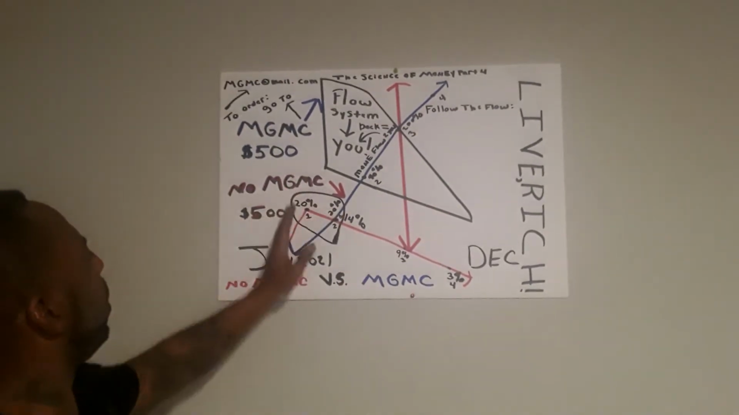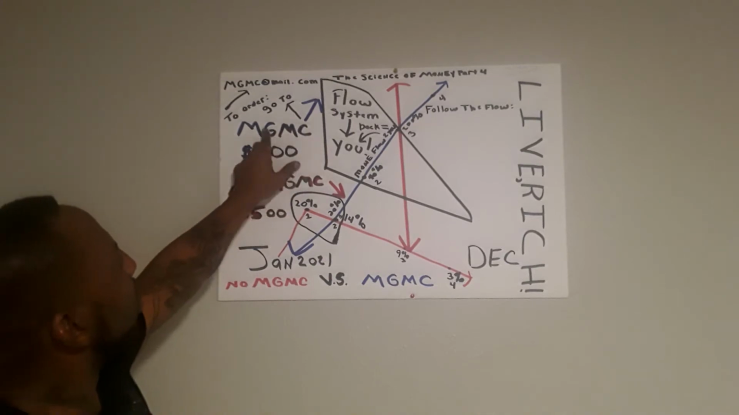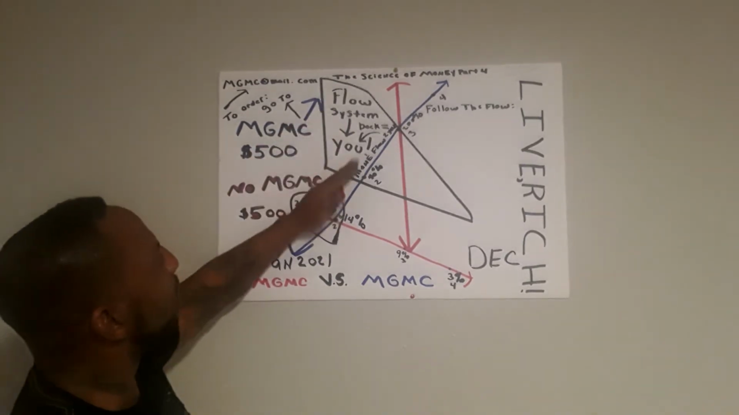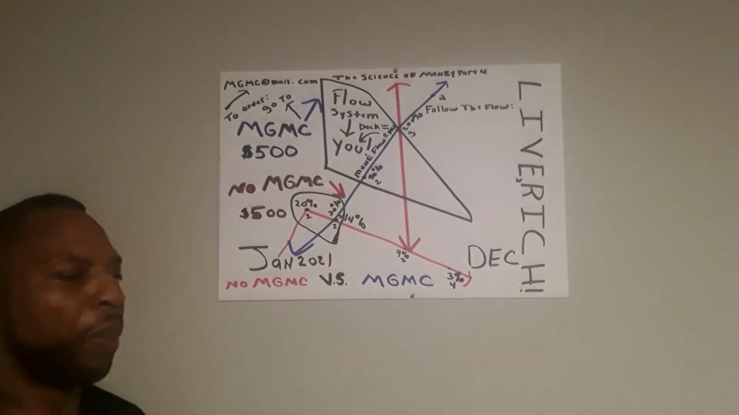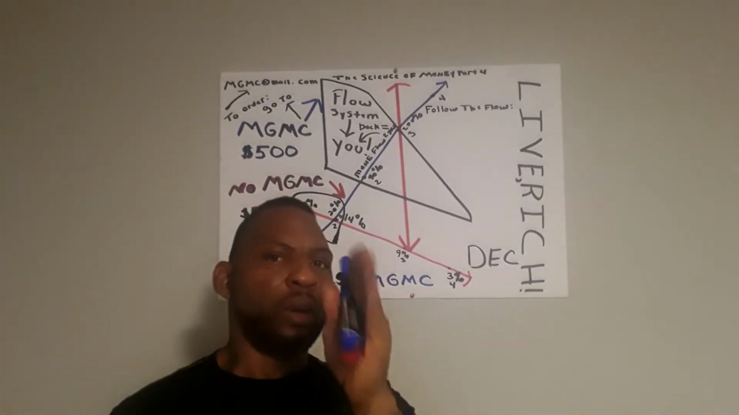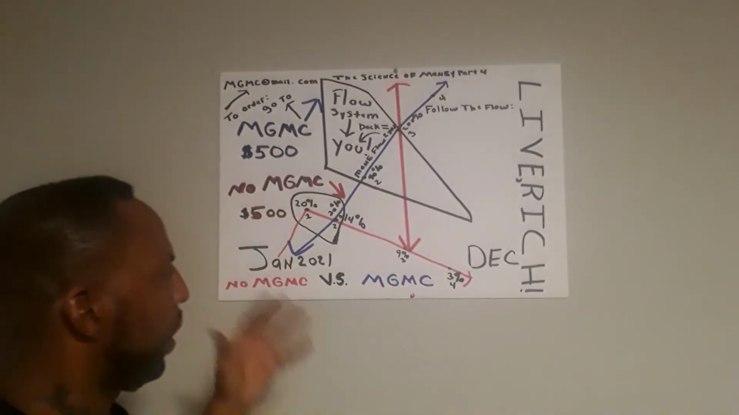So anyway, if you look at the board, you'll see that the mgmc flows up, and then you see that no mgmc flows down. So the whole purpose is to get you to a point of understanding the science of money.